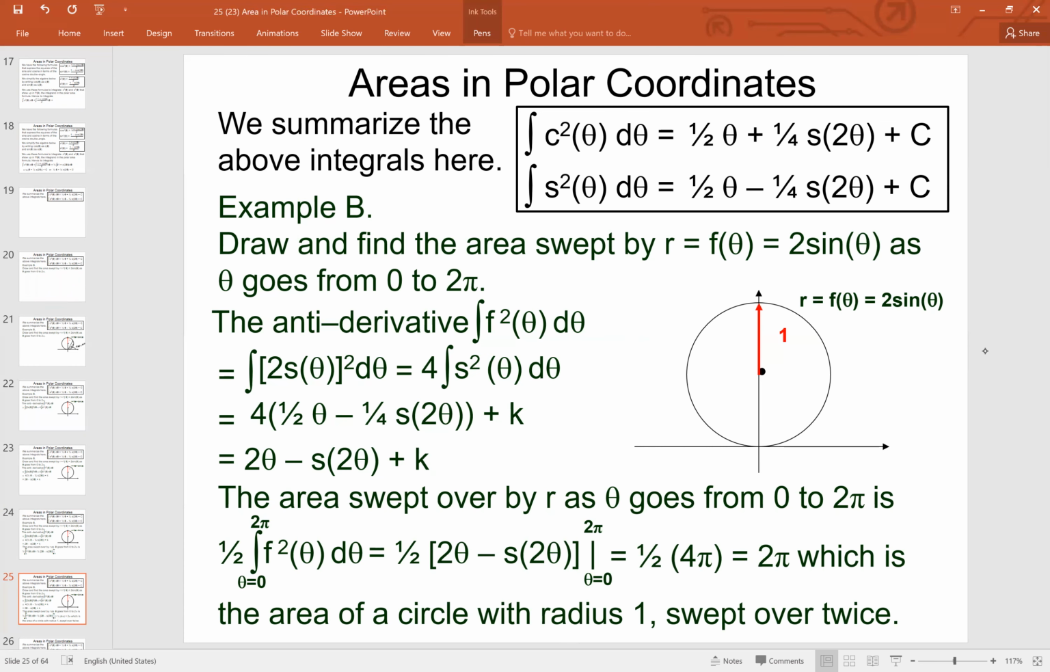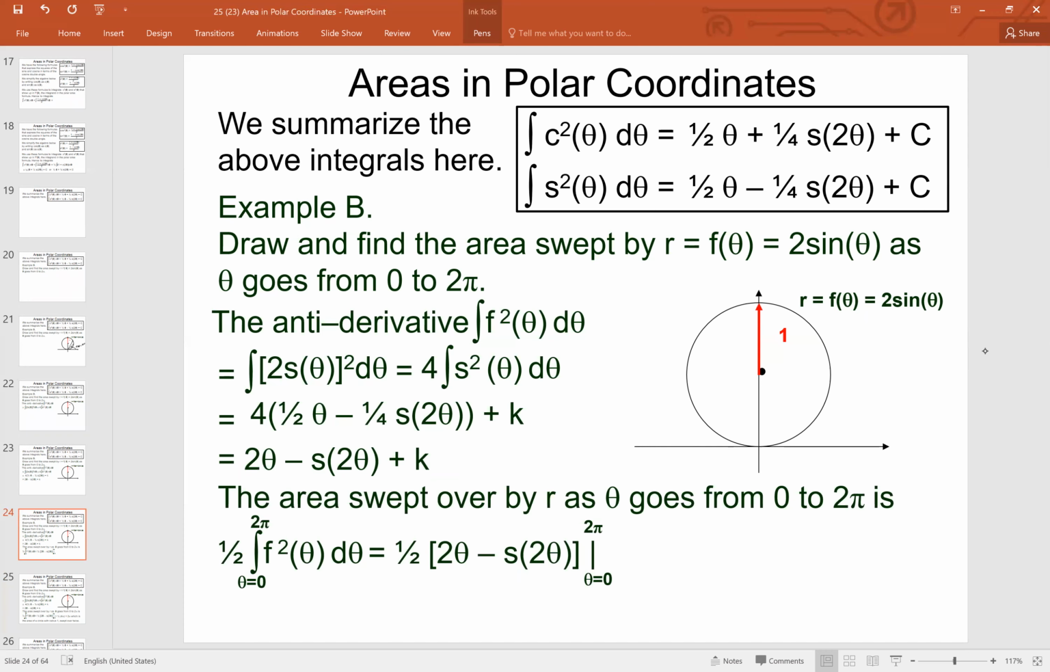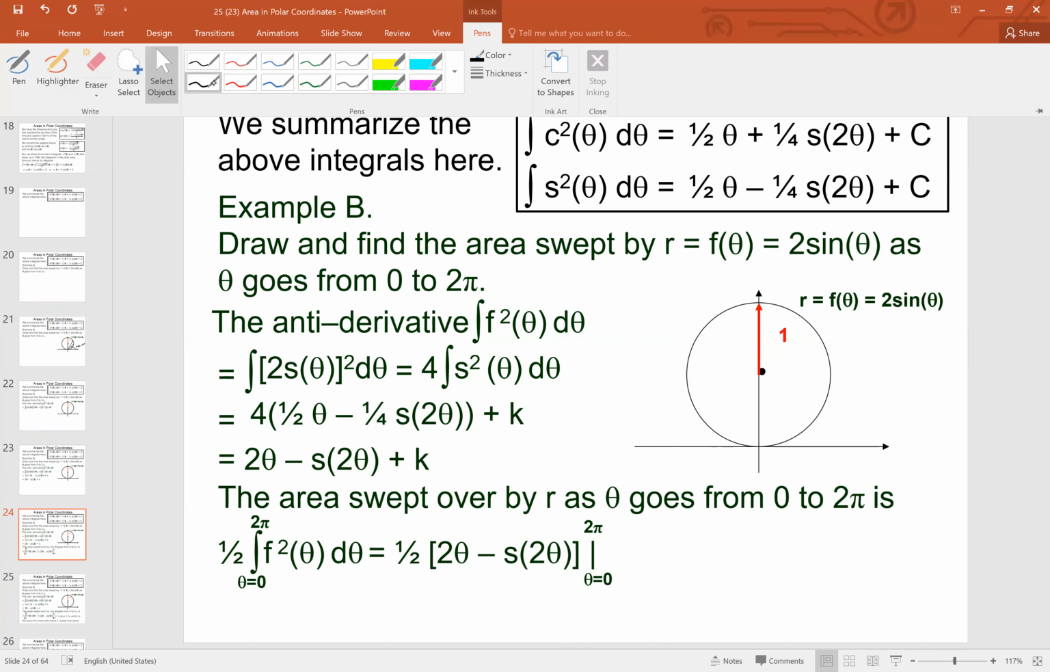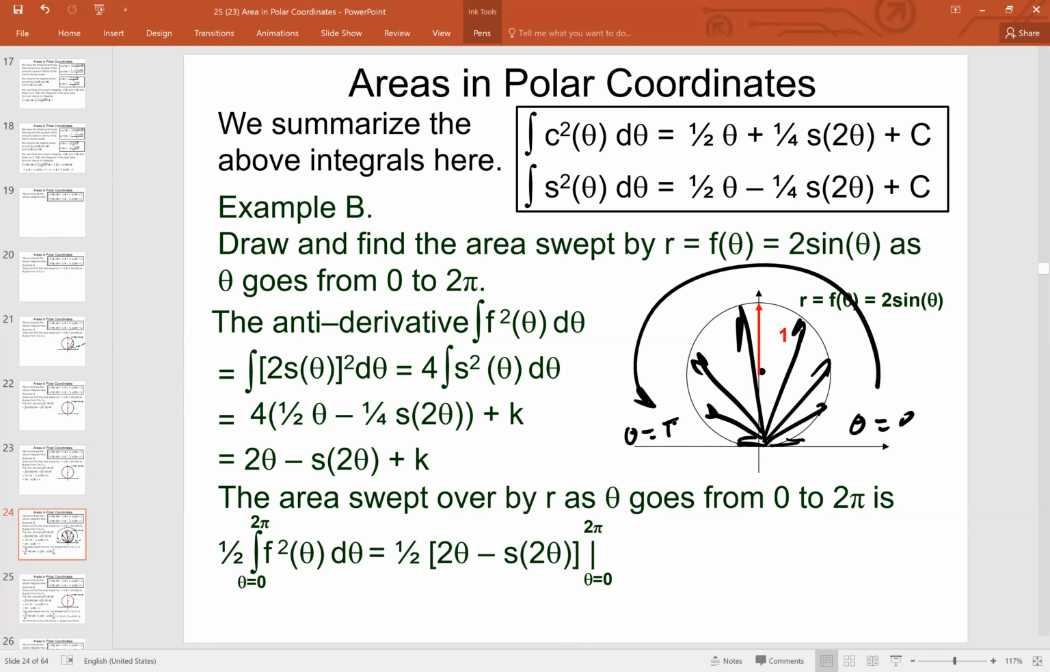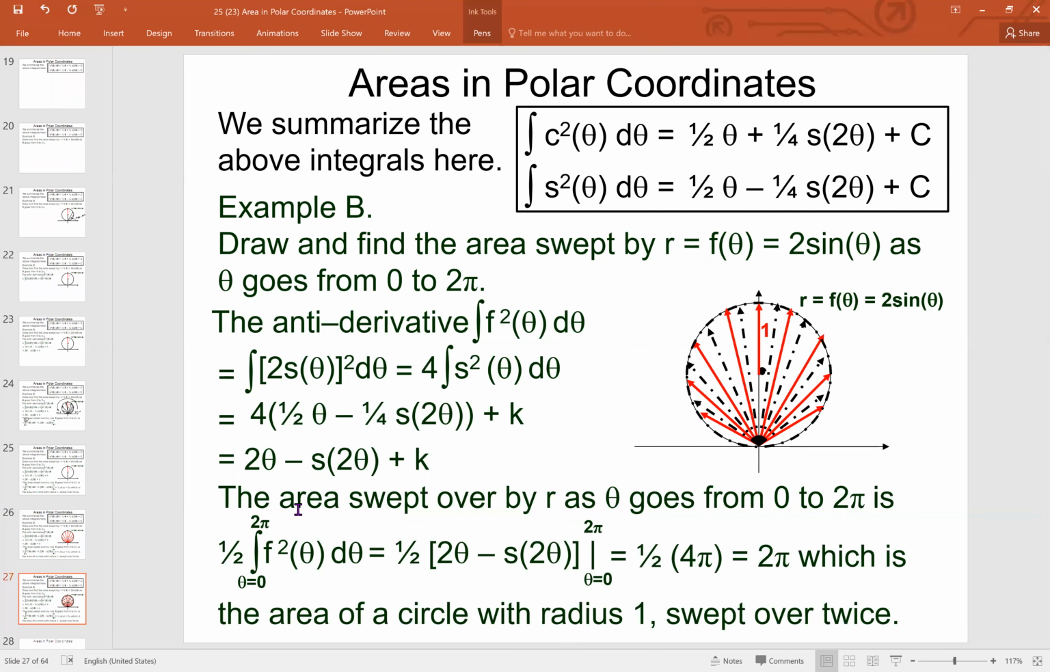And what happened over here is that if you want to calculate this correctly, because this area as theta goes from 0 to pi, the theta goes from theta equal to 0 to theta equal to pi, the entire area is already swept out once. So if you were to do this up to 2 pi, that means you sweep through twice. So hence you get the answer 2 pi.